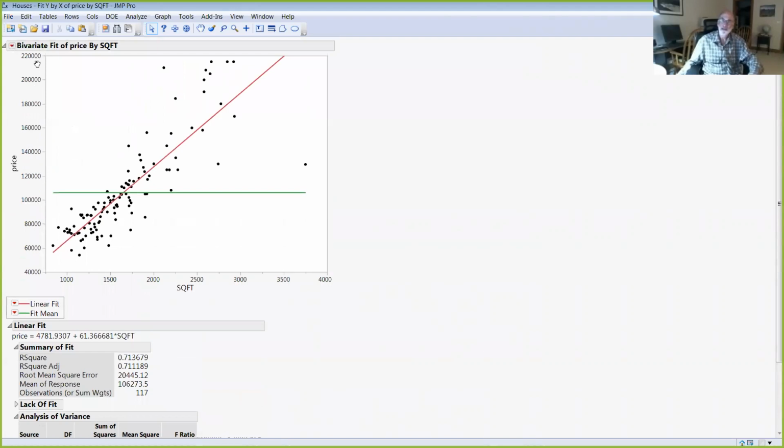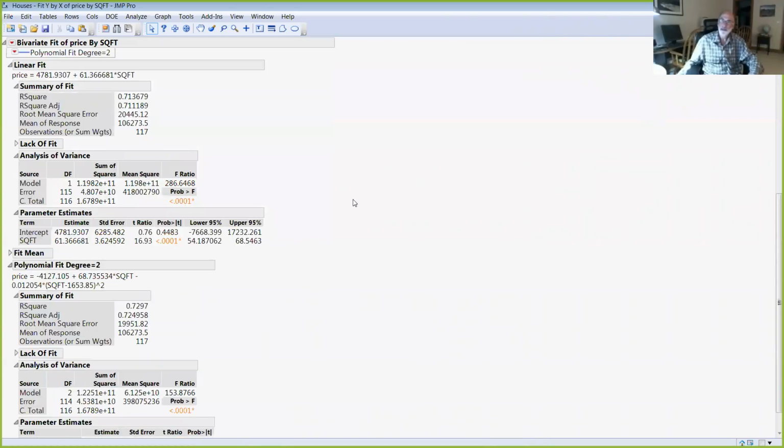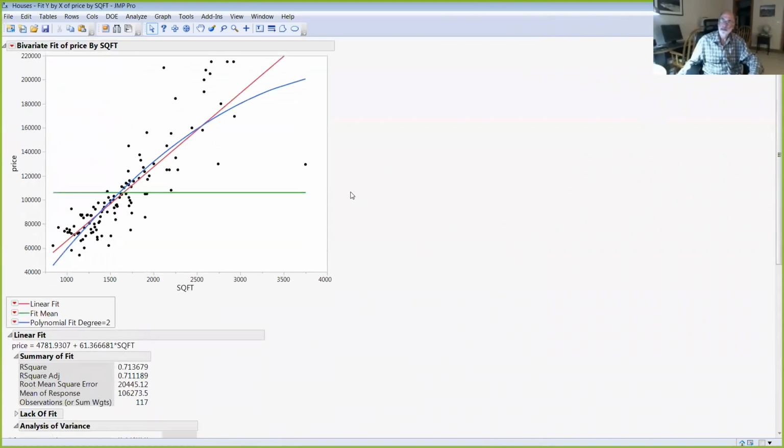If there's a relationship, it could take some other forms, and JMP gives you quite a few possibilities. You can fit quadratic relationships, which would be the blue line, and that makes some intuitive sense to me. Big houses are worth more, but there's some limit to this because really big houses aren't as appealing.